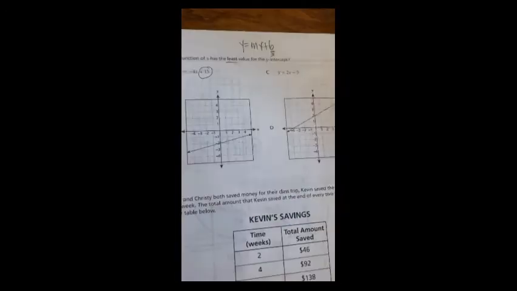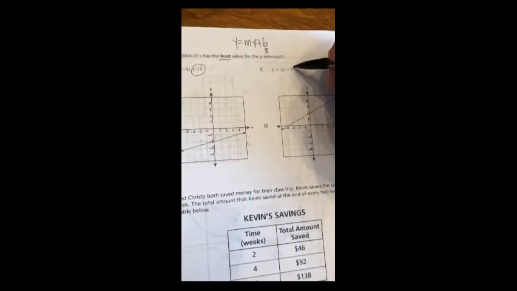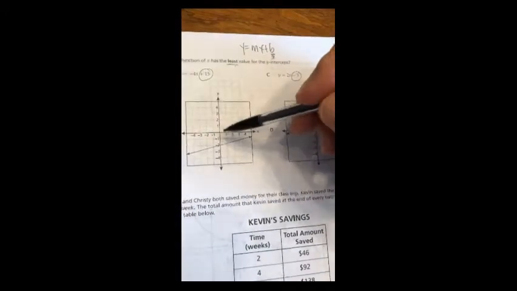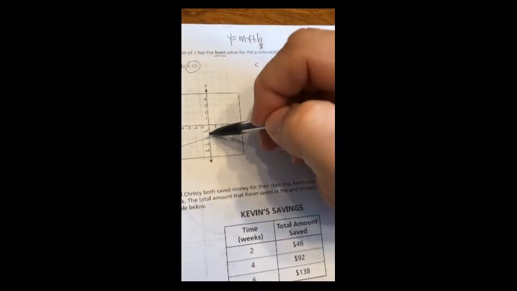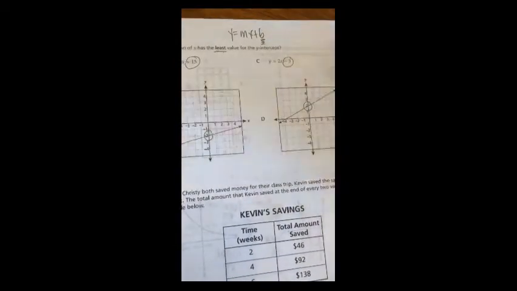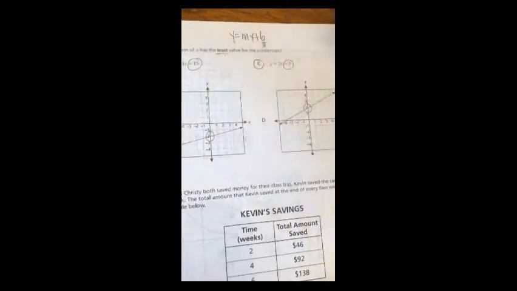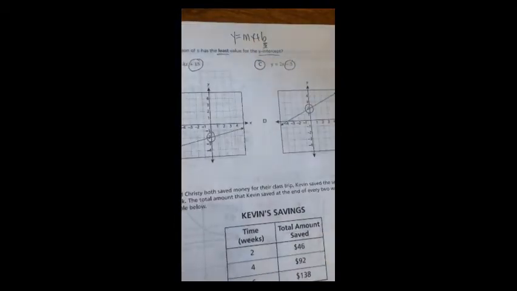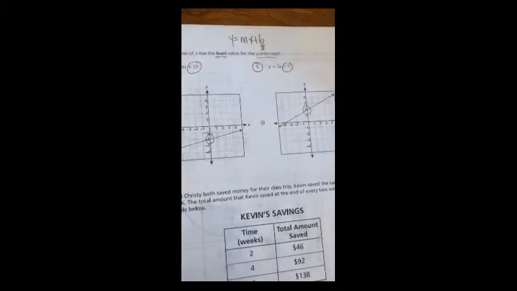The y-intercept here is positive 15. The y-intercept here is negative 3. That's our leader so far. The y-intercept here, where it goes through the y-axis, is a negative 2. And here where it goes through the y-axis is a 2. Therefore, this one has the least value for the y-intercept, which is negative 3.